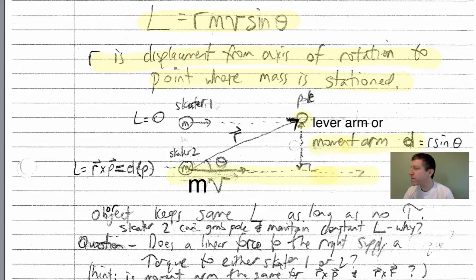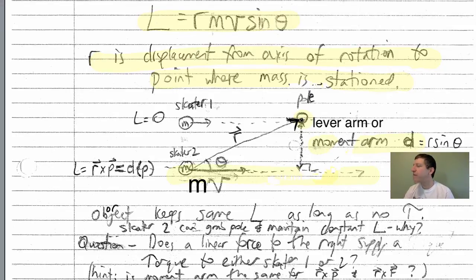Now notice what will happen is this skater will just smash into the pole. They won't spin around it. But the skater that's moving sideways of the pole can grab on the pole and they will spin around it like that, maintaining their same angular momentum. So what this all means is as follows. If you are moving linearly, you can have angular momentum about a certain axis.